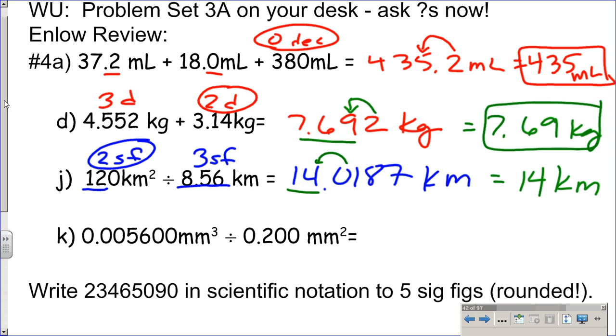And then we have this up here. I'm sure it's 435, pretty sure. It's not 435.2, so you're not that accurate. Okay? So final answer here.